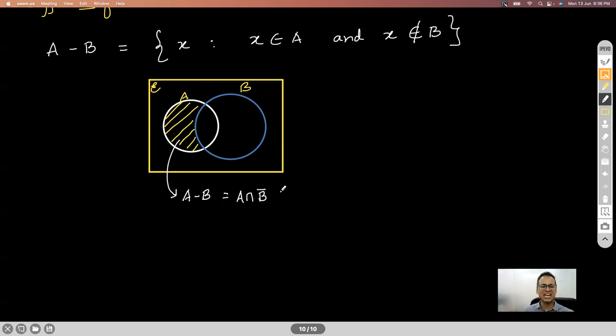Okay. Now many people ask me, sir, isn't A minus B as good as saying remove from A all the members which are present in A intersection B also? Yes, why not? Both mean the same thing.